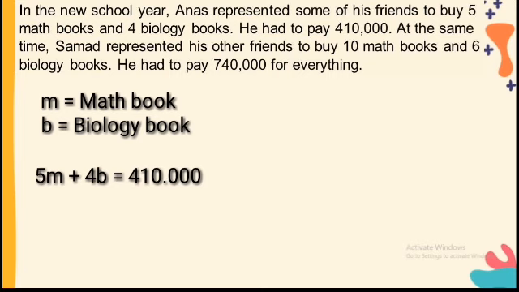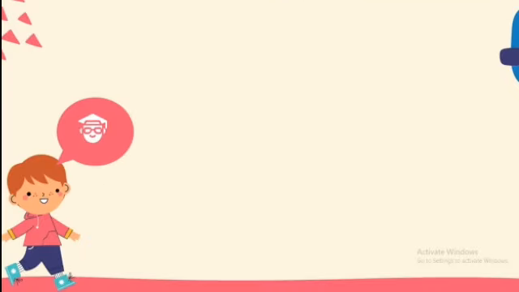Third, then we notice the continuation of this problem that says Samad represented his other friends to buy 10 math books and 6 biology books. He had to pay 740,000 for everything. It can be written 10M plus 6B equals 740,000. Fourth, from what we have, it can be made in the form of a matrix, like the following.